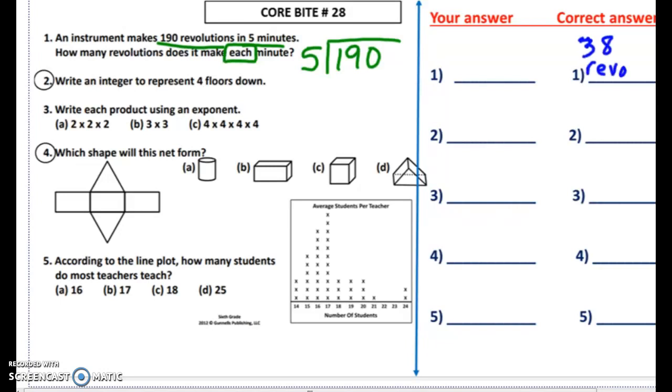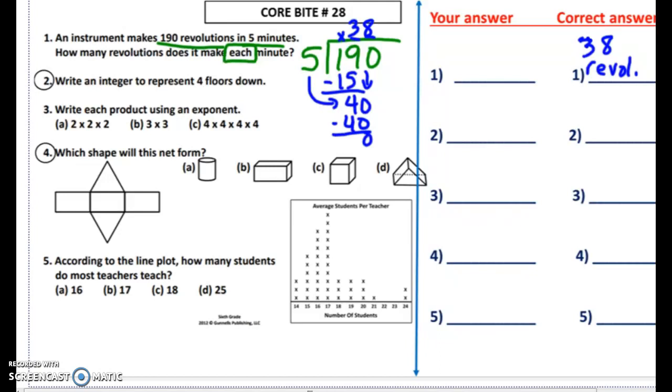If you did not get 38 revolutions, I need you to look at your division and compare it to mine right now. 5 will not go into 1, but it will go into 19, and it will go 3 times. 3 times 5 is 15. When I subtract, I get 4. Add a 0, bring it down, and now 5 goes into 40 8 times, which is 40. Correct your division if you missed it.